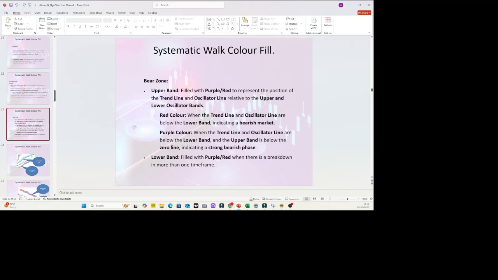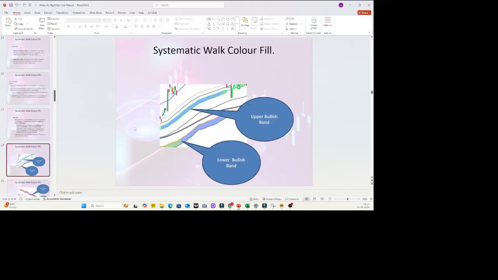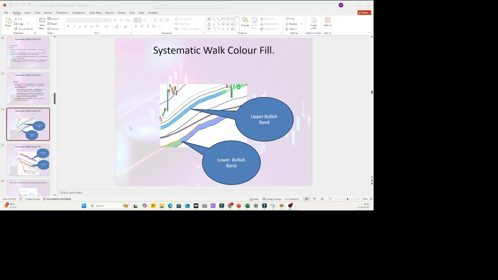You just need to understand this one time, and then you look at the chart, and with the colors you will correlate how strong the market is. Now we will see on the chart how the upper band and lower band appear. In the systematic color fill, on the upper band, the nearest to the price represents the breakout, and the farthest represents the trend line and oscillator line related colors. So price is here, then we have the breakout related fill first, and then in the last we have the trend line.